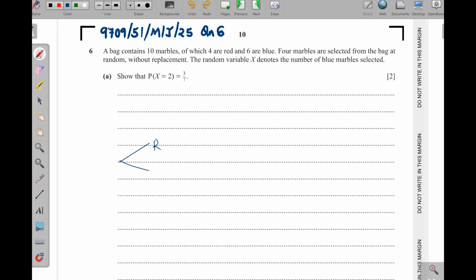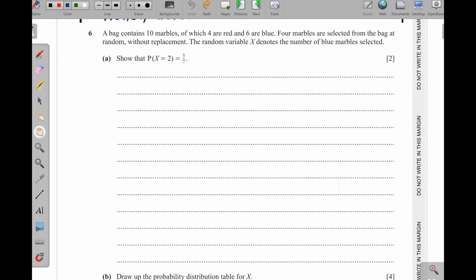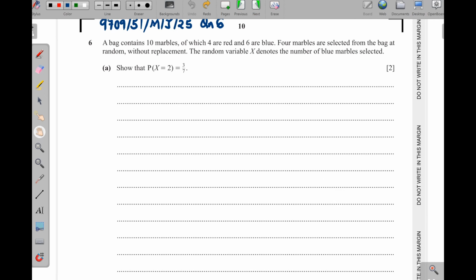You can use combinations here, but I'm going to do both. Let me see the space that we have. Hopefully it can accommodate us. Let me first use the tree diagram. So we shall have red and then blue.